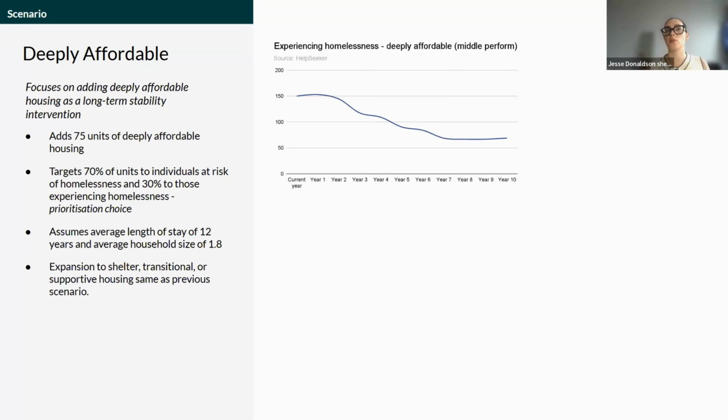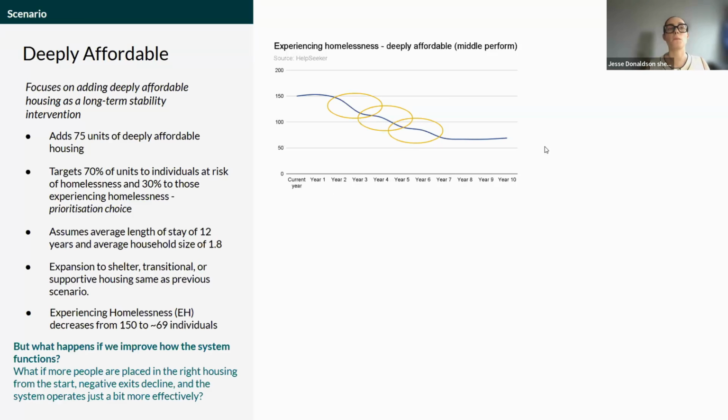Way better. So what we can see here is only with an addition of 75 units, we're decreasing the inflow, which is having big outcomes in our outflow as well, or experiencing homelessness. And then you can see in tranches. So as we've built, I think I divided it out here, here, here, we can see those tranches of a dramatic reduction. So then we get down to 69 individuals.